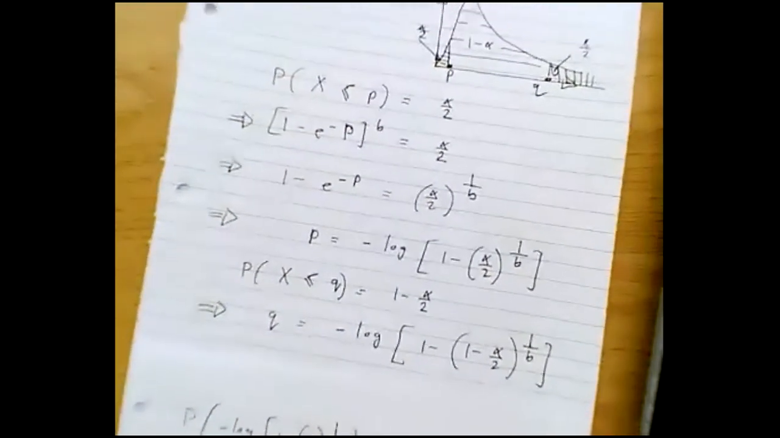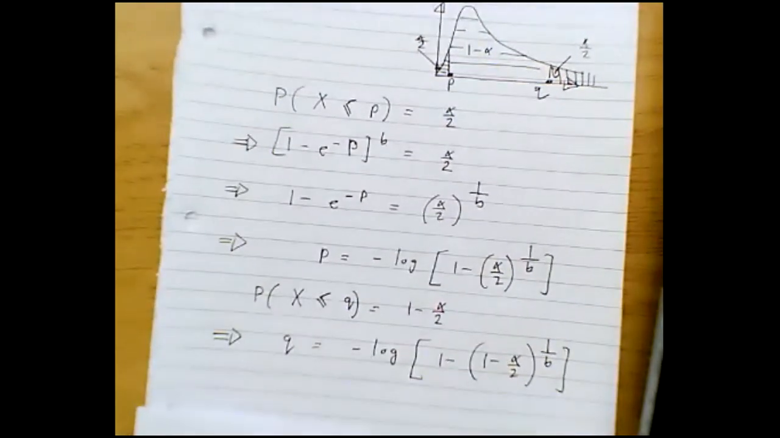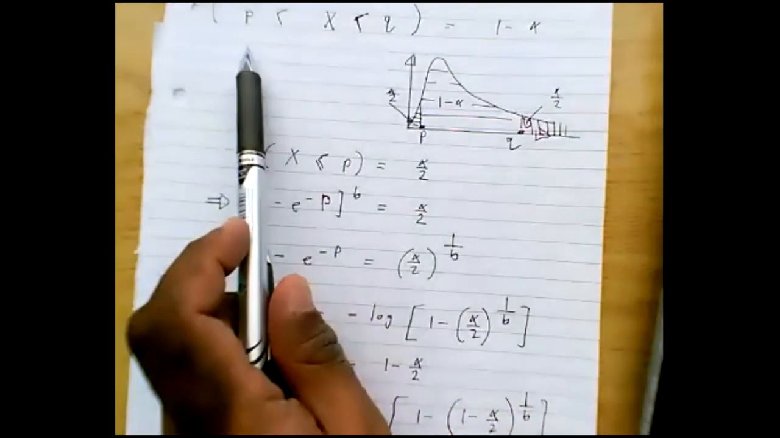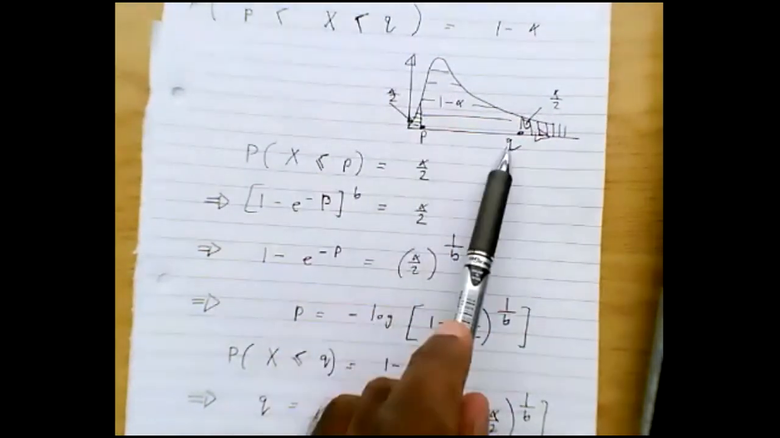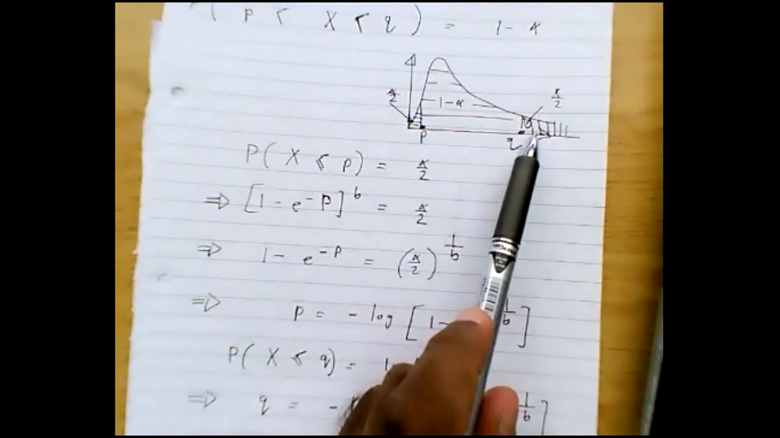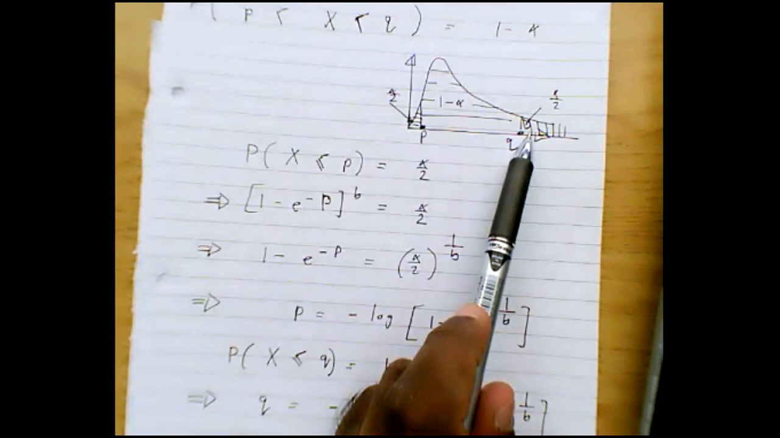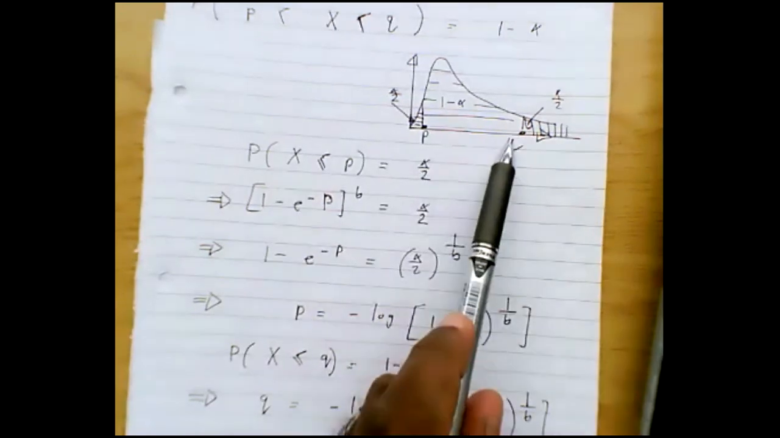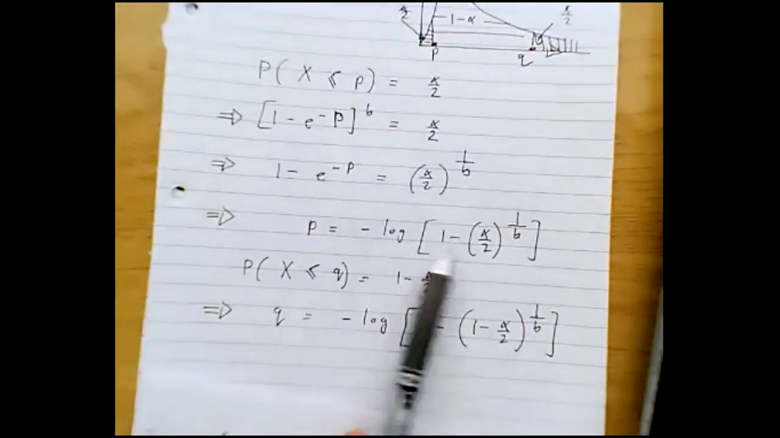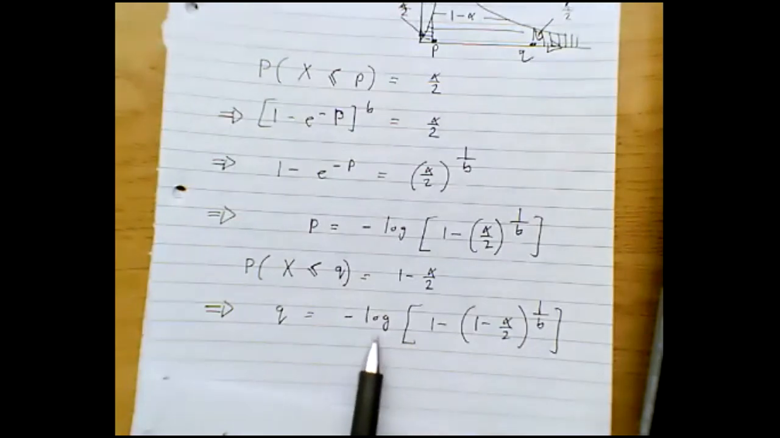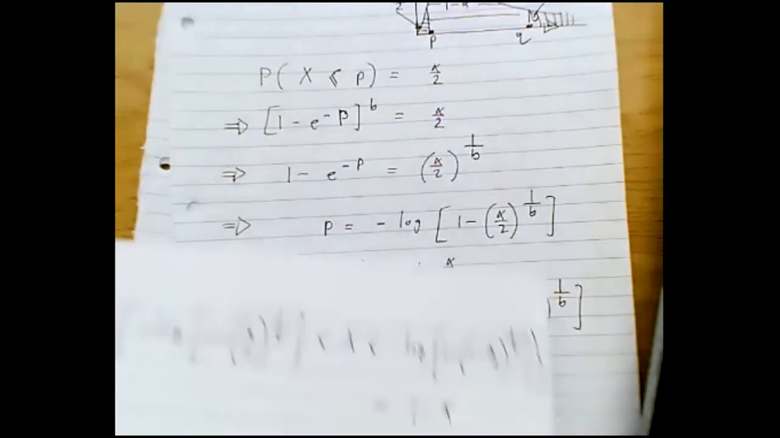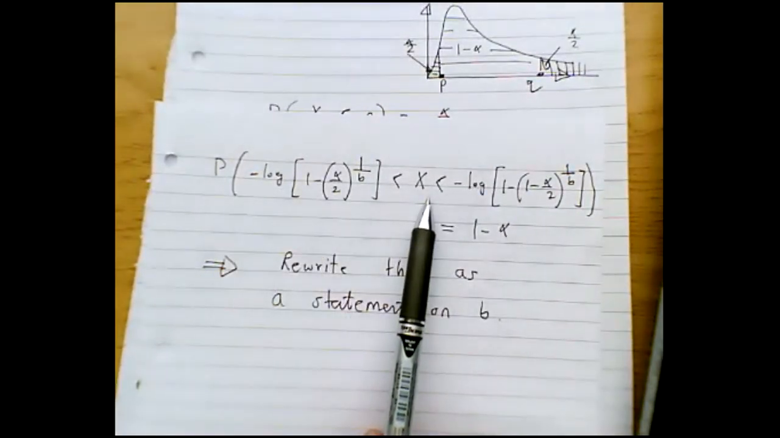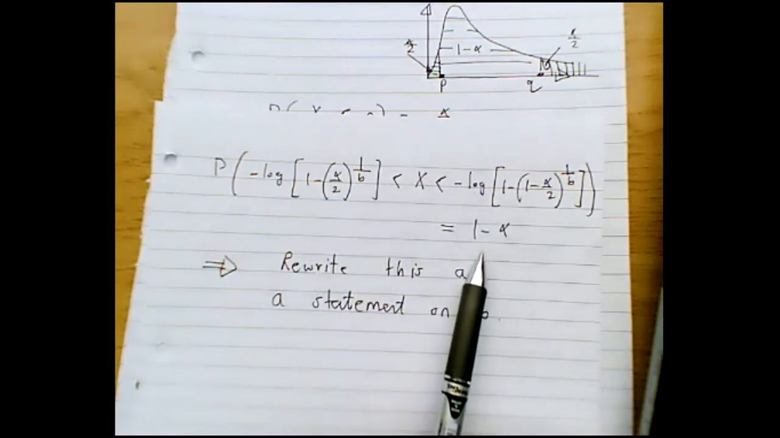You see what I've done? I drew this picture just to make it clearer that these are the 2 points P and Q we are looking for, and we are looking for an area of 1 minus alpha between them. So this area could be alpha by 2, and this could be alpha by 2 too, right? Now to determine P, you solve this equation. To determine Q, you solve this equation. And this is what you get for P, and this is what you get for Q. So we have the probability statement that the variable X lying between these two is 1 minus alpha.